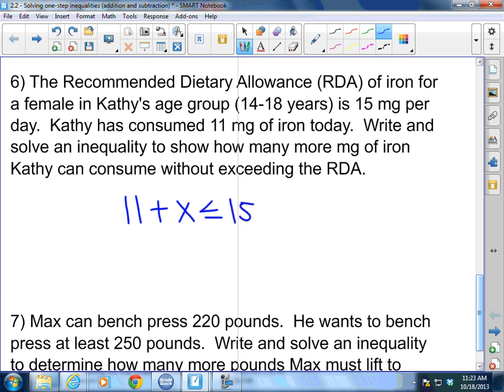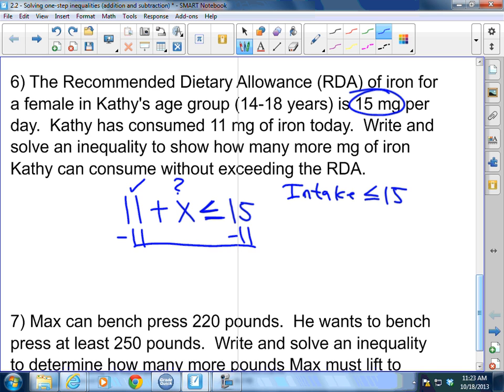Remember, the total intake has to be less than or equal to 15. That's what they told you right from the beginning. Okay? You already took 11, plus how many more gives me less than or equal to 15? Now, my boy, give me my answer, please. You subtract 11 from both sides. That's exactly right. X is less than or equal to 4.